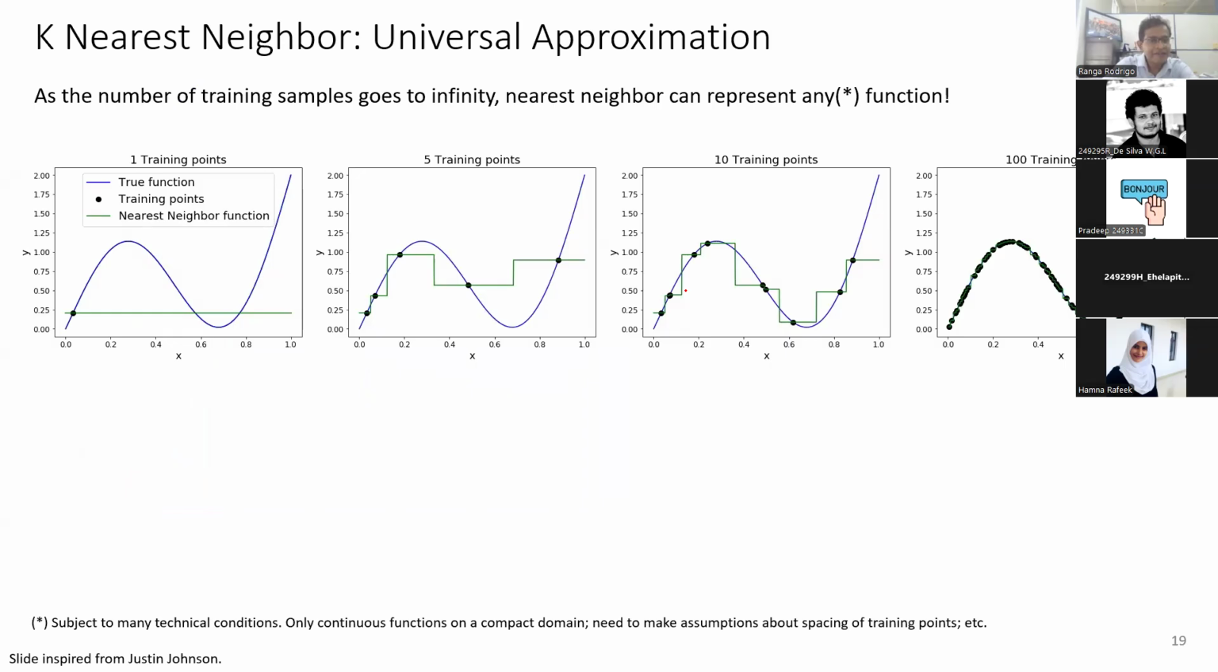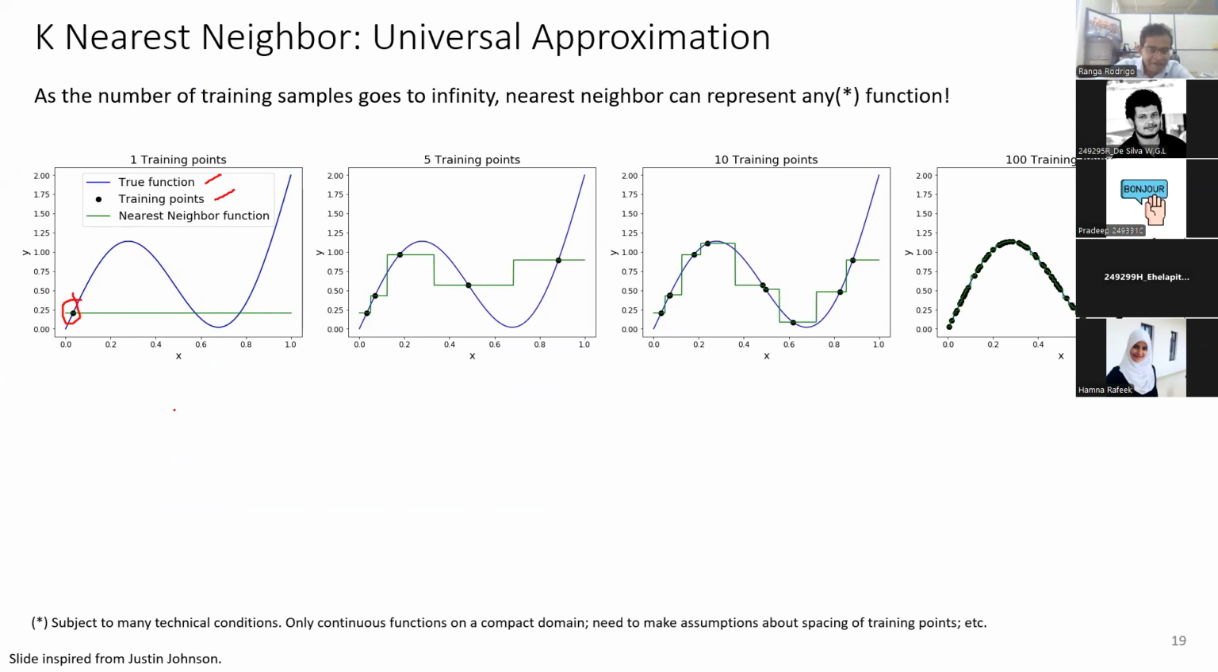Okay. So there's a thing called k-nearest neighbors universal approximation. As the number of training examples goes to infinity, nearest neighbor can represent any function. What that means is this. Now this blue one is the true function. And we use one training point. If we have just one training point, the only thing we can do is a horizontal straight line. That's the nearest neighbor function. So you can see it's not correct.